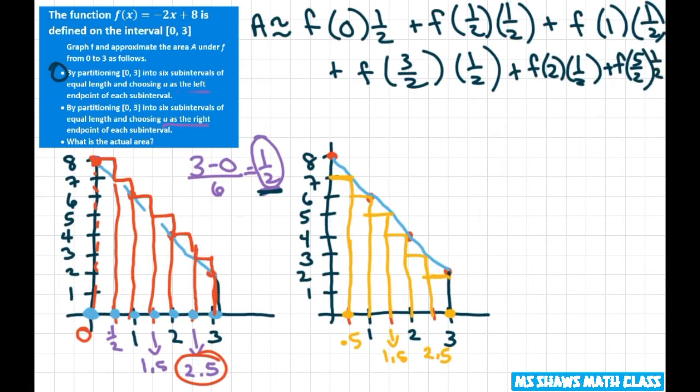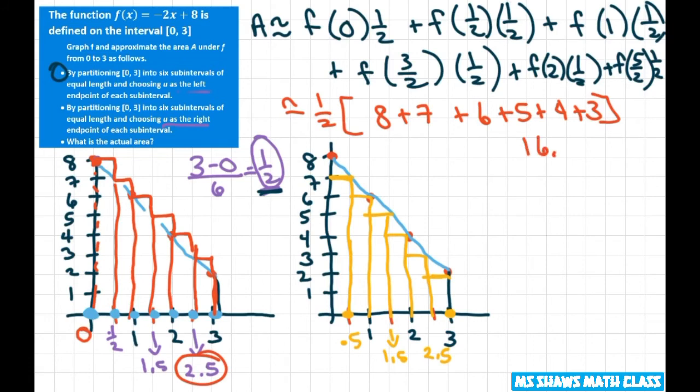Now you can just factor out the 1/2 if you want. So if you factor out 1/2, then you're going to get 8 plus 7 plus 6 plus 5 plus 4 plus 3. You add that up and then divide by 2. This is going to give you 16.5. This is for the first one.